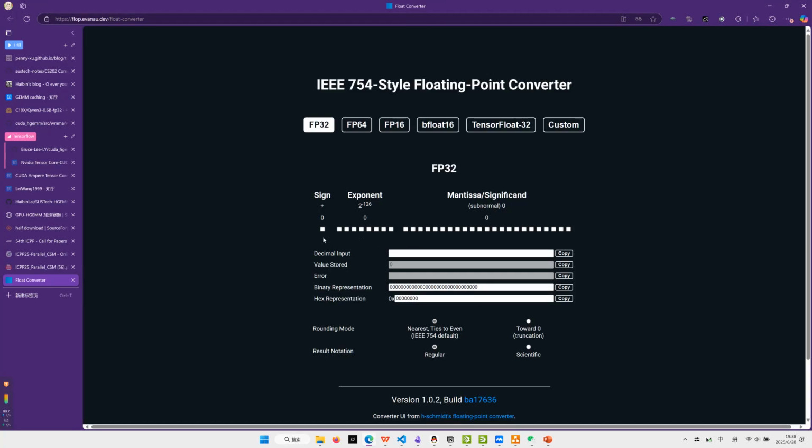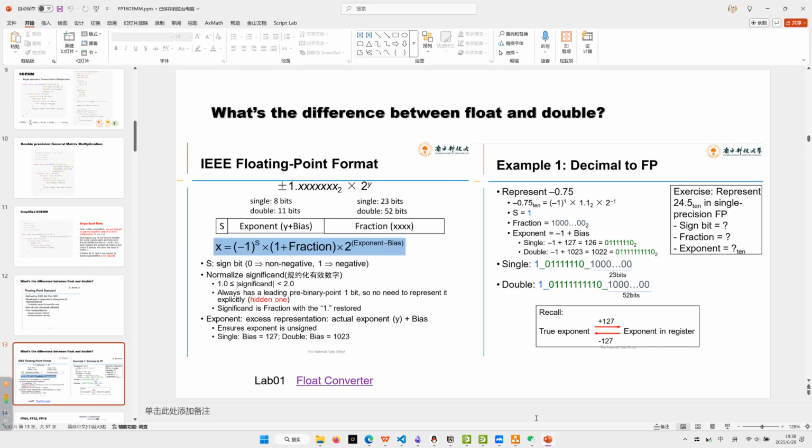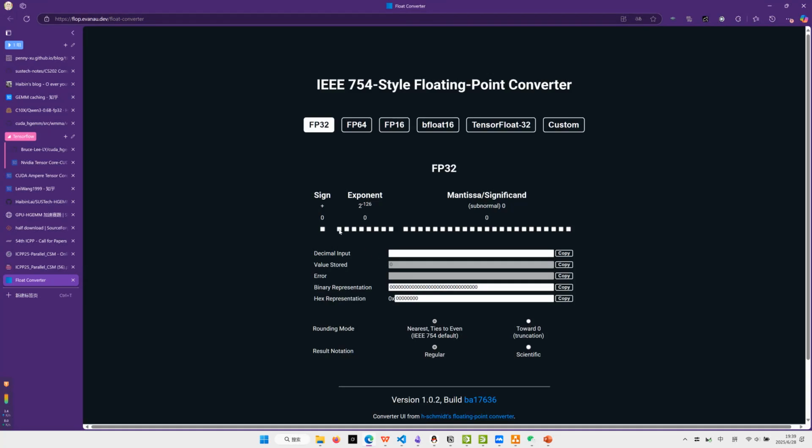So for 25.5, that is greater than 0, so its sign bit is 0. Now, for the exponent, since the value is greater than 16 but less than 32, we should put the exponent as 4 plus 127, as the formula described. That is the bias. So that would be 131. Here we got the exponent.